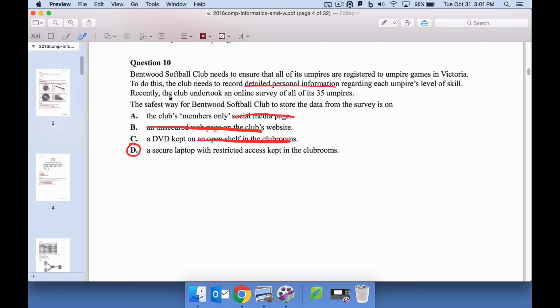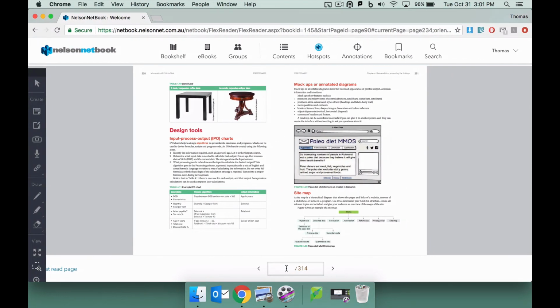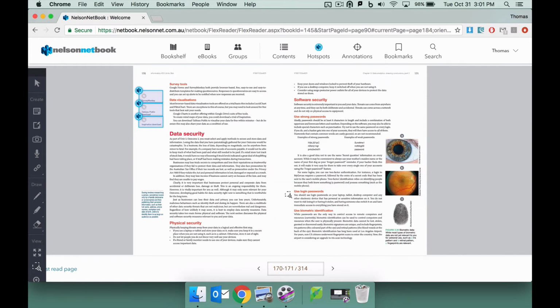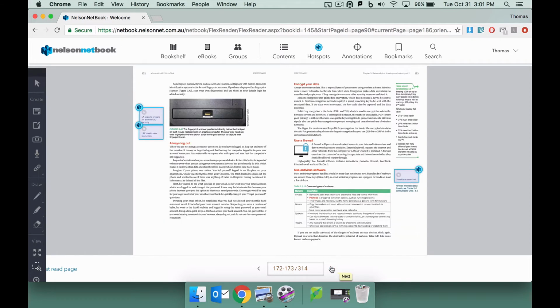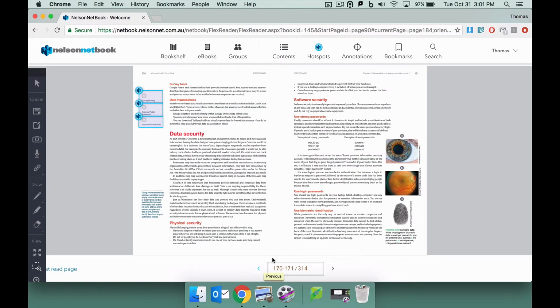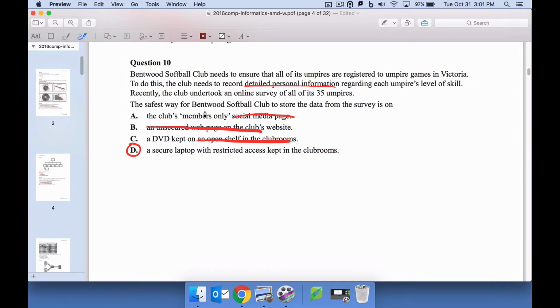To do with question 10, we can do some reading on page 170. Data security. So physical security, software security, using strong passwords, using logins and using biometric identification, always logging out, encrypting data, using a firewall, using antivirus. So there's some good reading surrounding this topic, this type of question, which you will need to know going into the exam.